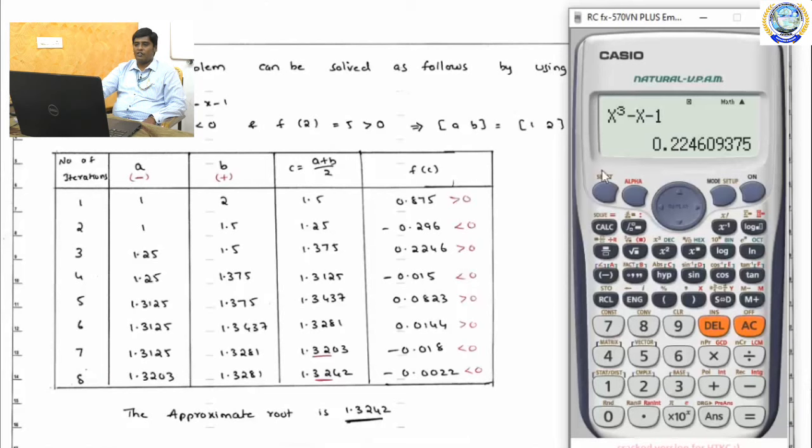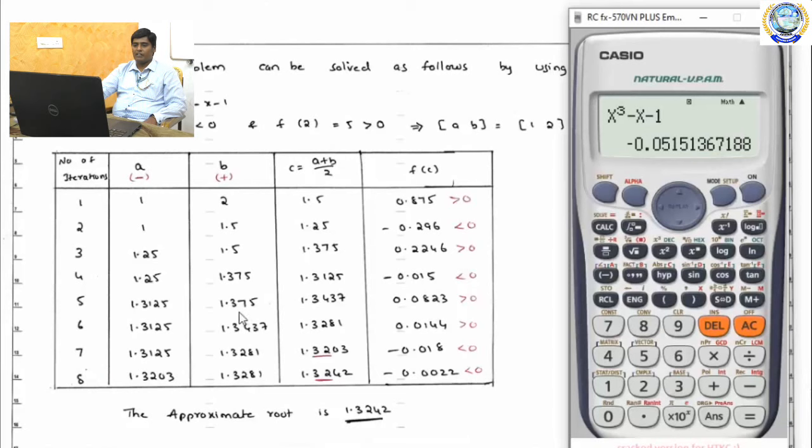Now we have to take an average of these two things. You can see A is 1.25, same. B, instead of 1.5, we will put 1.375, equal. 1.3125. Then check the value. CALC, 1.3125, equal. Minus 0.0151 and so on, which is a negative value. So I have to change 1.25 to 1.3125. Now I will write 1.3125 here in A and 1.375 in B.